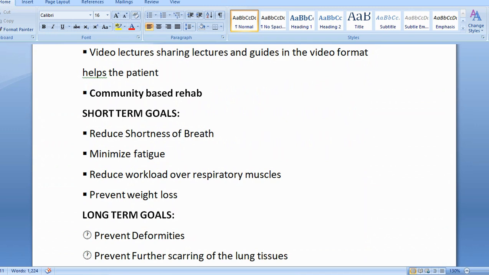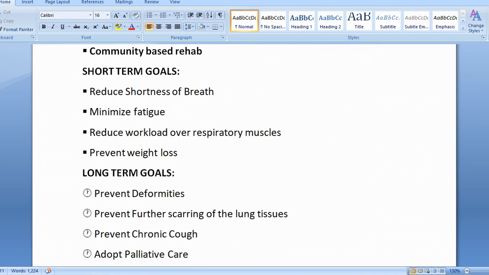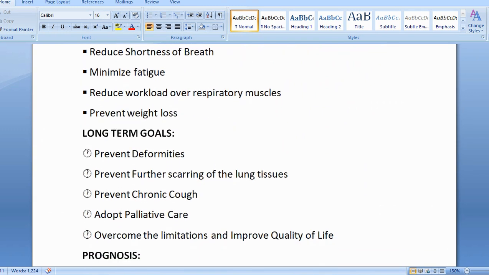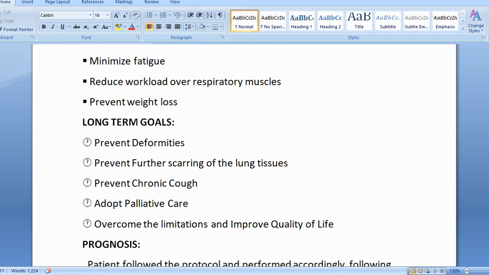Community-based rehab: there are 2 types of goals: short-term goals and long-term goals. Short-term goals: reduce shortness of breath, minimize fatigue, reduce workload over respiratory muscles, prevent weight loss. Long-term goals: prevent deformities, prevent further scarring of the lung tissues, prevent chronic cough, adopt palliative care, overcome the limitations, and improve quality of life.